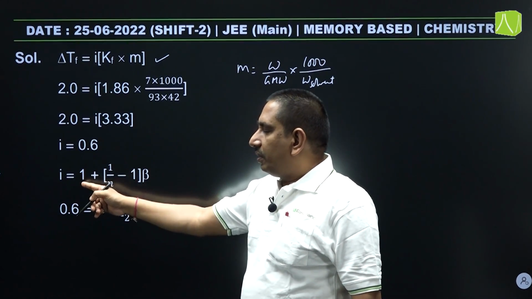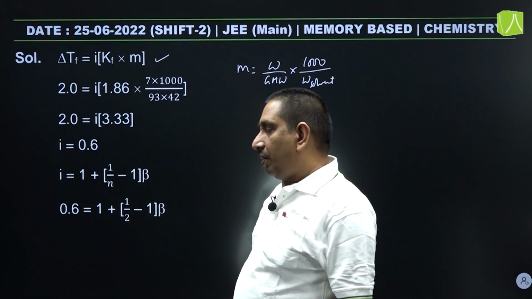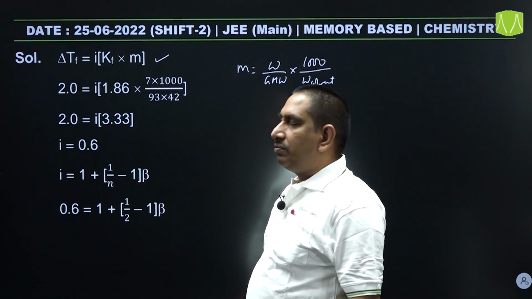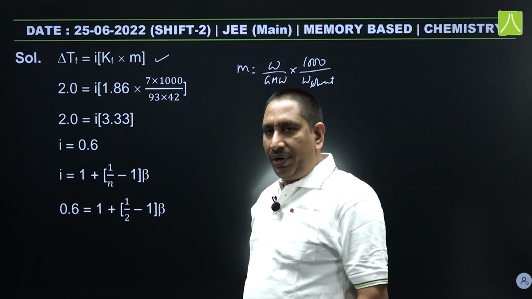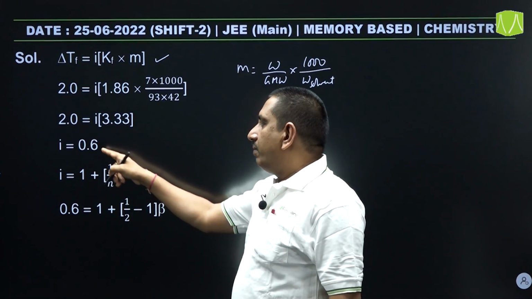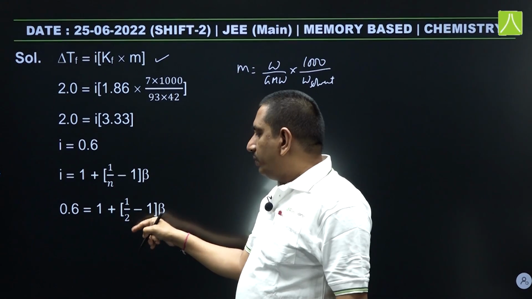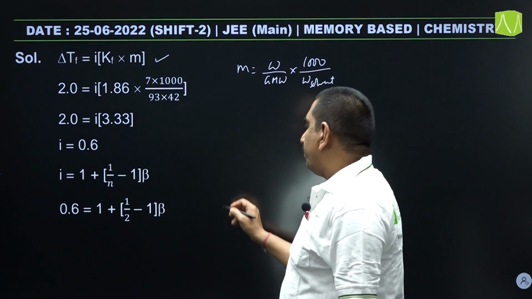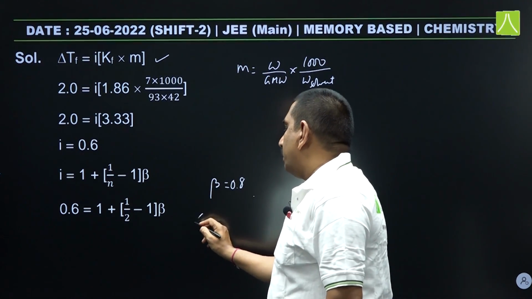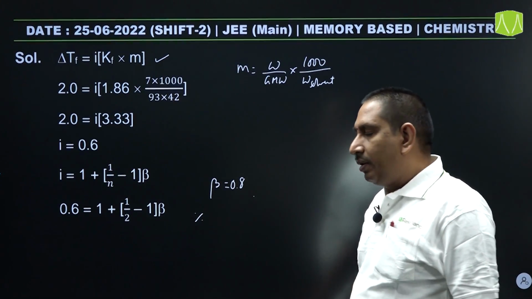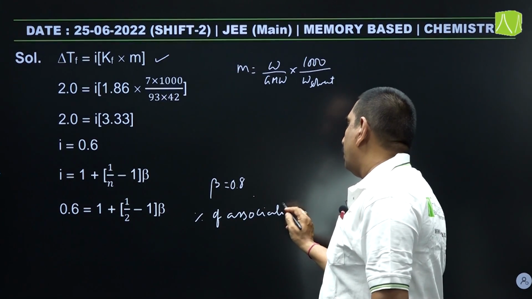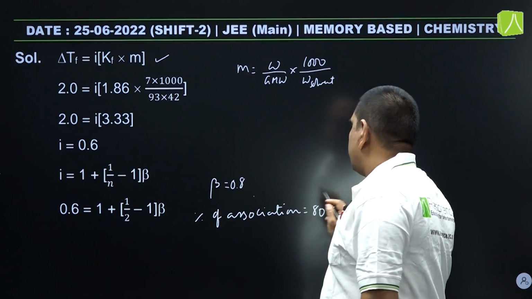And this Van't Hoff factor, in case of association of solute, it is equal to 1 plus (1 by n minus 1) into beta, and we have to find this beta value, and I value we got 0.6, and substituting n value, it is dimerizing, so n value is 2, and if you calculate the beta value you will get 0.8. The percentage of association पूछा है, तो percentage of association will be equal to 80%.